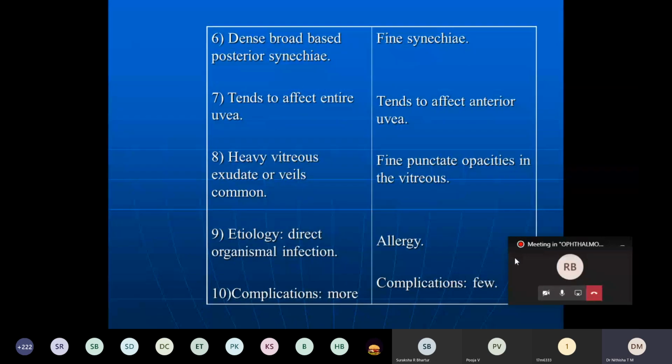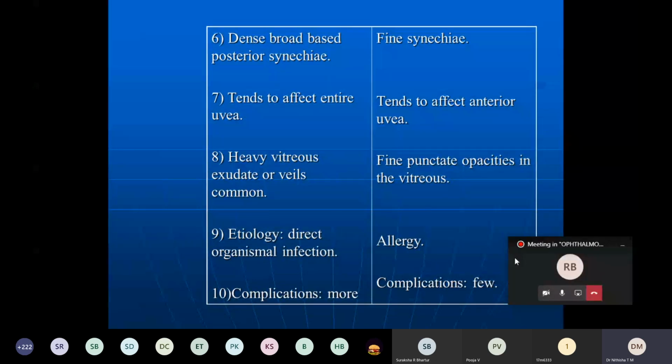Okay, you have dense, broad, very thick posterior synechiae in granulomatous uveitis. In non-granulomatous uveitis, there is no posterior synechiae at all. It doesn't cause so much inflammation, because I told you the common causes are allergic and idiopathic. So that severe inflammation is not there in non-granulomatous uveitis. In granulomatous, you have very dense posterior synechiae, and aqueous flare is very less.